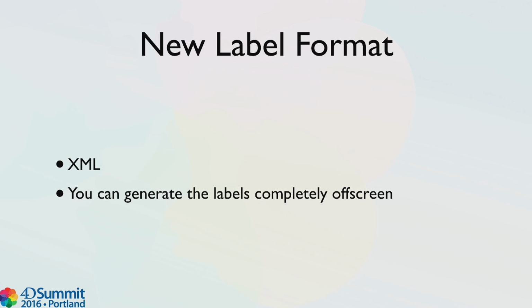Let's talk about the new label format. The new label format is XML, plain XML. Because the old one, well, if you opened the old label format, you will find some XML, but you also find strange characters there. So you couldn't edit that at all. Whereas with the new label format, you can generate the labels completely off screen. Isn't that great?